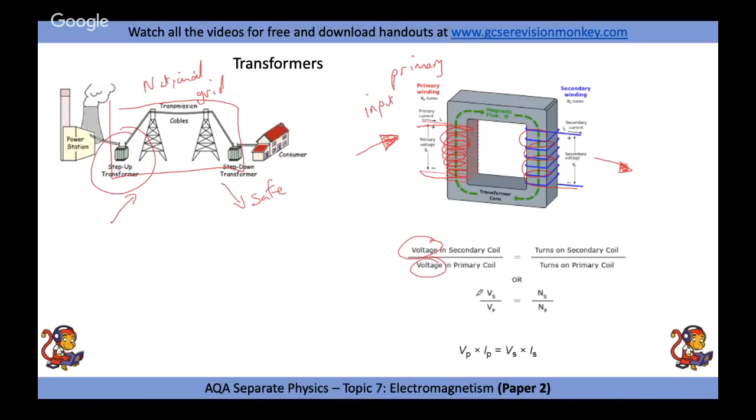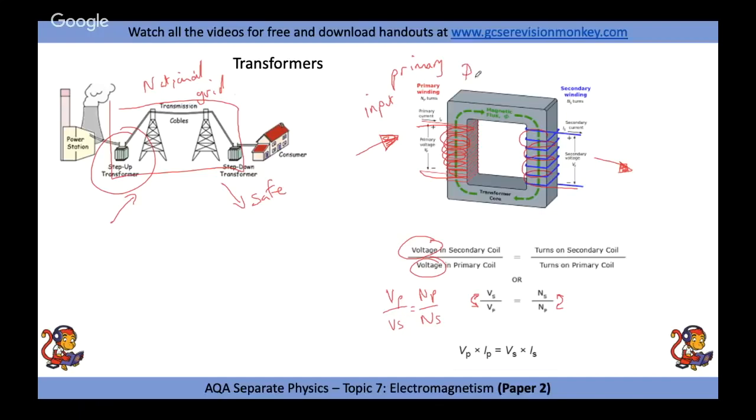This equation is lovely because we can swap it round if we need to. You can literally just flip it and it's still correct. So Vp over Vs equals Np over Ns, S and P just meaning secondary and primary, V and N just meaning voltage and number of turns. We can flip it around, and that can make the maths handling just a little bit easier.